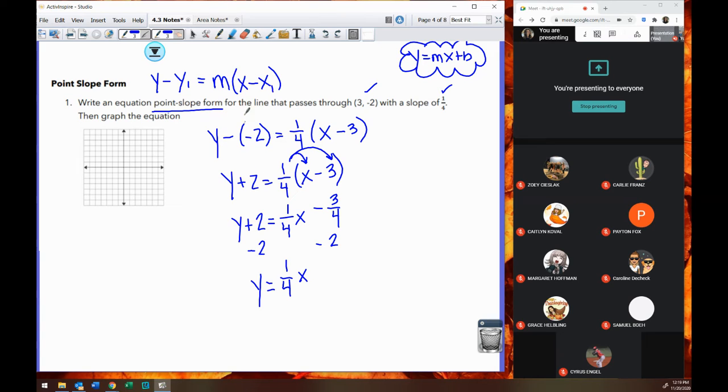Negative 0.75 is about here, and I subtract 1, 2. Negative 2 and 3/4. So now if we had to graph this, what's the first coordinate point I can plot?